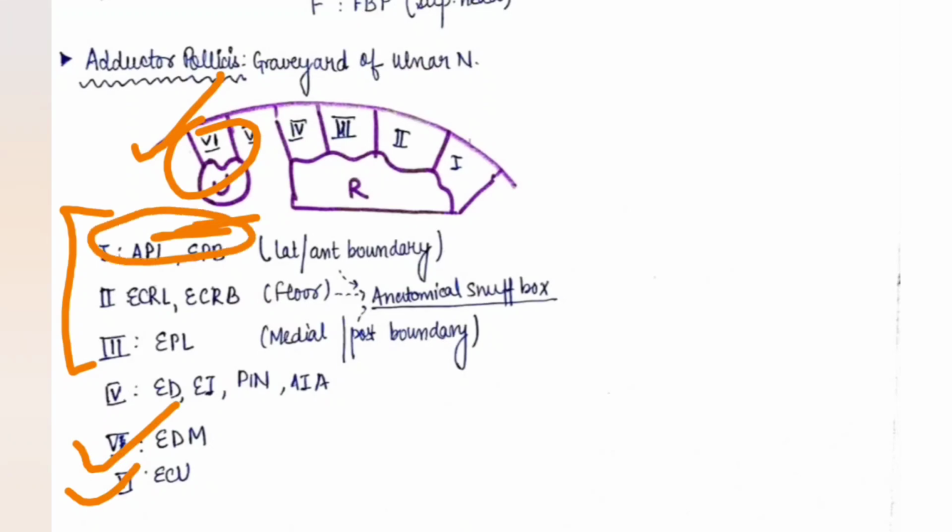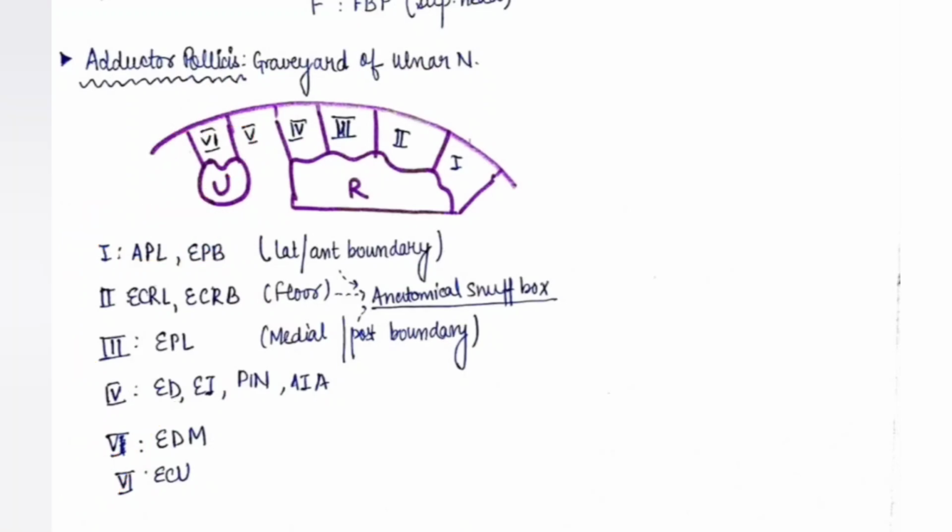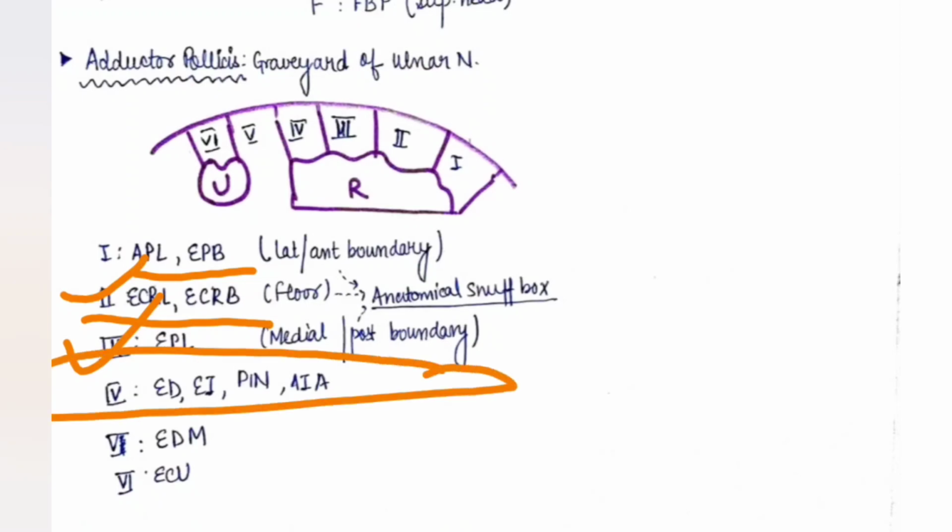So the first compartment forms the lateral boundary of the anatomical snuff box, that is abductor pollicis longus and extensor pollicis brevis. And the second one is the floor of the anatomical snuff box: extensor carpi radialis longus and extensor carpi radialis brevis. And third is extensor pollicis longus, which forms the medial boundary of the anatomical snuff box. And then we have the fourth compartment, which has 4 structures: extensor digitorum, extensor indicis, posterior interosseous nerve, and anterior interosseous artery. This is very important.